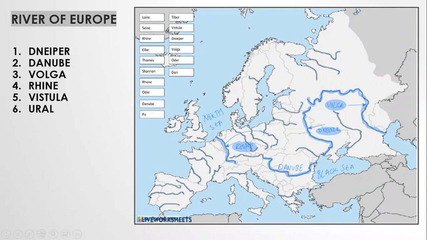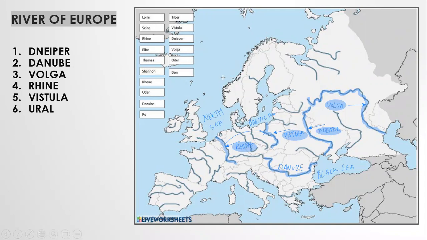So let me write down. This is Baltic Sea, and this river falls into Baltic Sea. This is the river which falls into Baltic Sea. This is Vishla River. Okay, this is Vishla River.